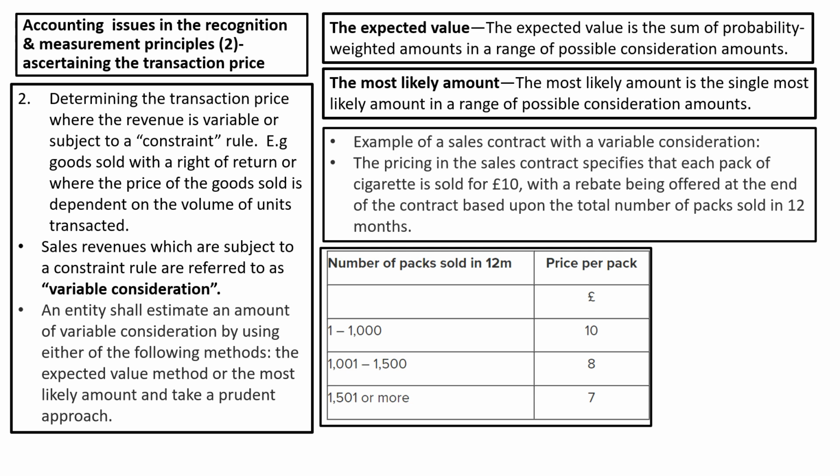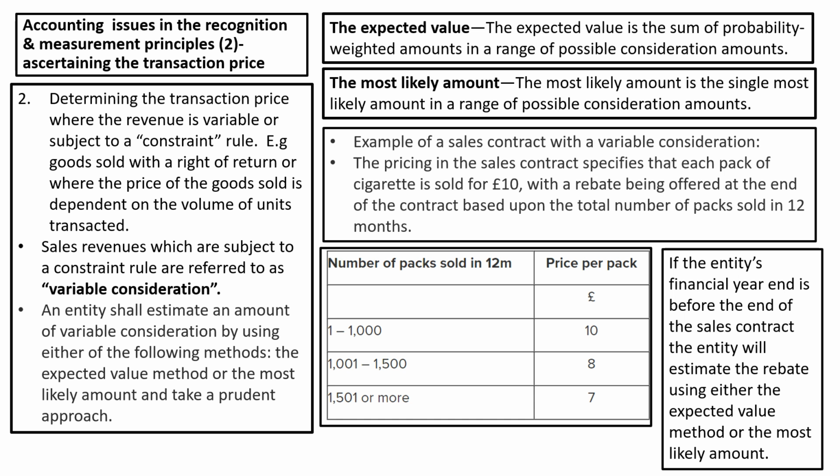Here we look at the kind of rebate you would get depending on the volume. So if it's between 1 and 1,000 packs, you get £10 a pack. If it's between 1,001 and 1,500, the price per pack drops to 8. And if it's more than 1,501, the price drops to 7.